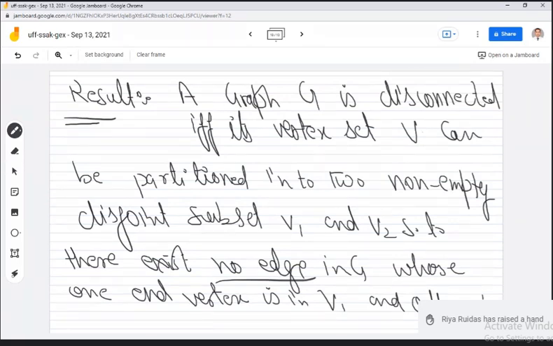Okay. And two interesting and useful results involving connected graphs we will discuss tomorrow. Very useful in the coming theory, which will be very useful in the coming theory.